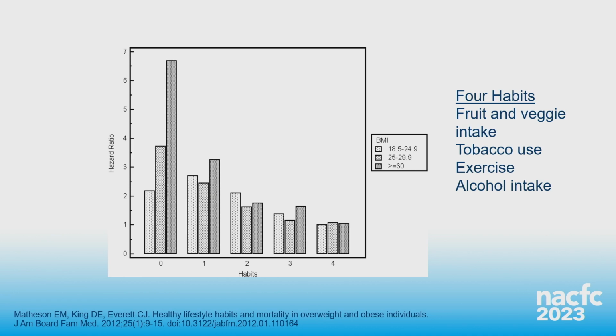Looking at this graph, the y-axis shows the hazard ratio for all-cause mortality. The different bars represent the different BMI categories of "healthy," "overweight," and "obese." I'm using quotations as defined by the BMI. And the x-axis represents the amount of healthy habits. The 4 healthy habits they looked at were fruit and vegetable intake, tobacco use, exercise, and alcohol intake. As you can see, among those who practice all 4 healthy habits, BMI effectively stops being a factor that predicts mortality. So in other words, habits matter regardless of weight.